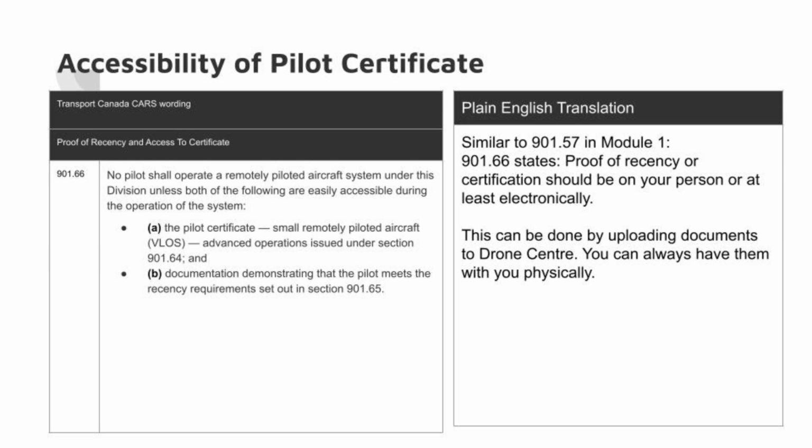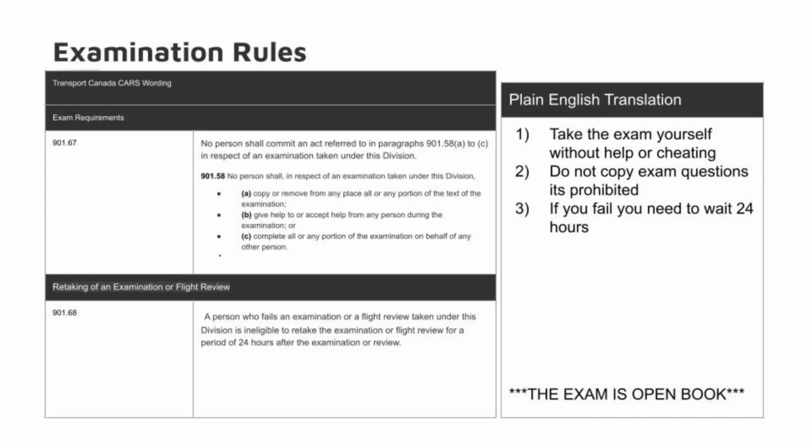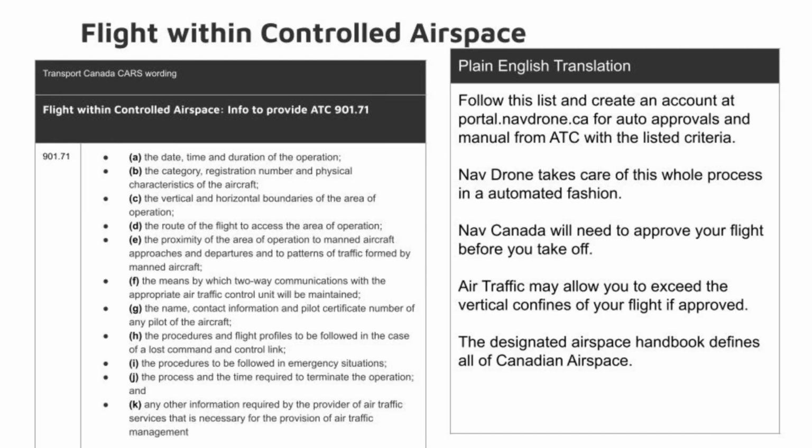Again, make sure that you have your certification documents and ensure that you at least have it electronically with you. So covering off the examination rules from 901.67 and 68, it states that you need to take the exam yourself without help or cheating, and you should not copy the exam questions. It's prohibited. If you fail, you need to wait 24 hours. So that's what 901.67 and 68 cover.